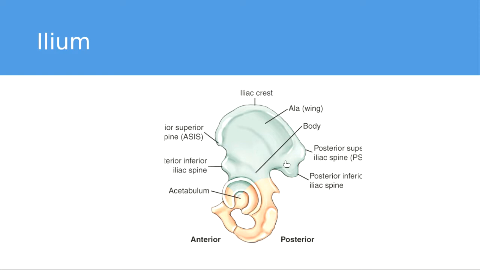We also have, this is the ala, or the wing, of the ilium. And then you also have a posterior superior iliac spine as well. Not that we really utilize that for much of anything. We typically use the iliac crest and the ASIS. And again, this is anterior, this is posterior, looking at it from the side.